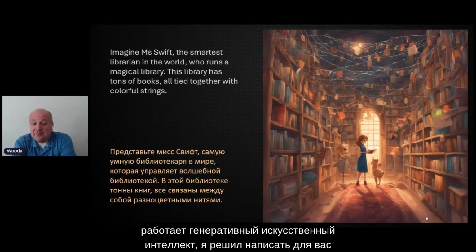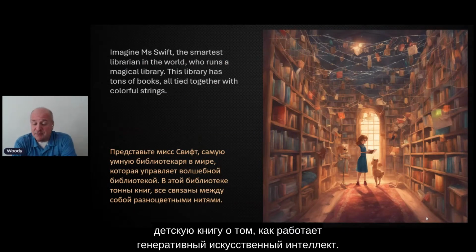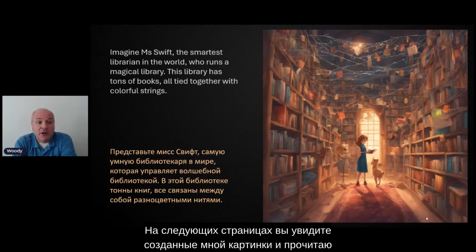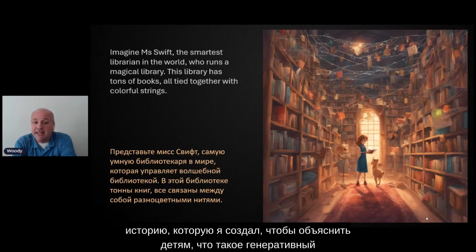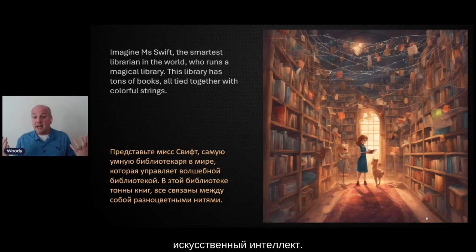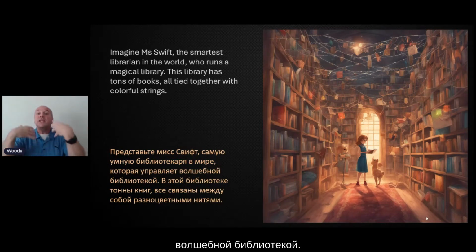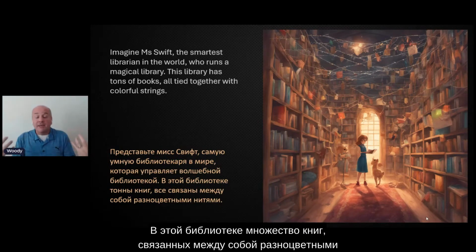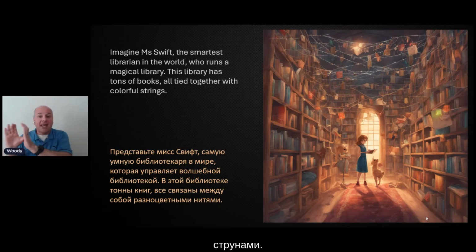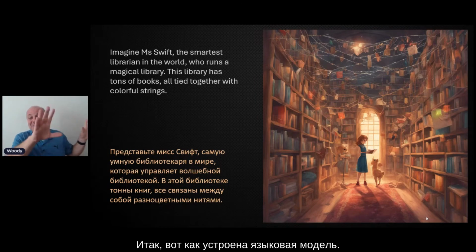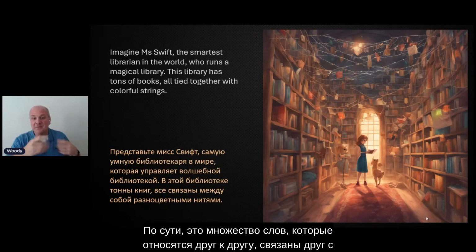So I'll read aloud. Imagine Miss Swift, the smartest librarian in the world, who runs a magical library. This library has tons of books, all tied together with colorful strings. Now, this is how a language model is set up. It basically is a lot of words that have reference to each other, that are connected to each other. And when you ask a system a given query, it's going to try to match up the context in that question with related pieces of yarn that are strung throughout the library and return those back to you.